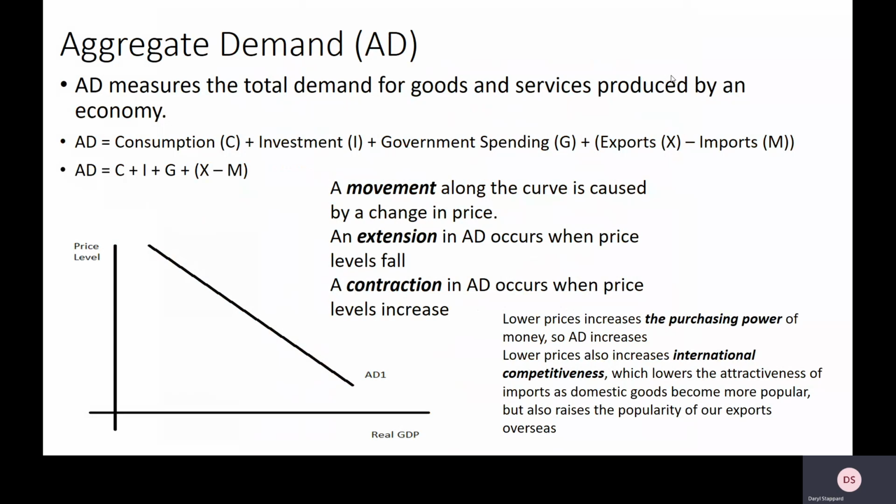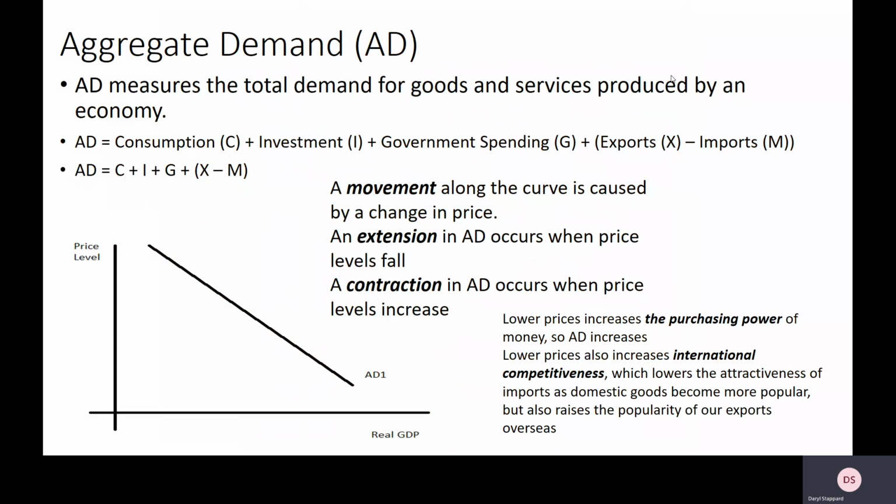And then what we do at the end, we take away the imports, or the M, because this is us demanding foreign goods and services. So this is output that's in our economy, but it wasn't produced here. So you get that withdrawal of cash out of our economy. So imports is not our demand. Well, it's our demand, but it's not our output. It's output produced by different people across the world.